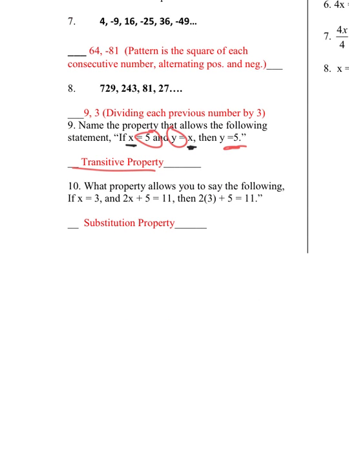Number 10, what property allows you to say the following? If x is 3 and 2x plus 5 is 11, then 2 times 3 plus 5 is 11. That's just substitution because they took x equals 3 and plugged it in there. Okay?